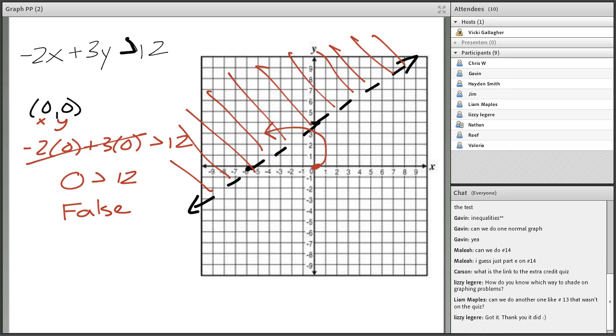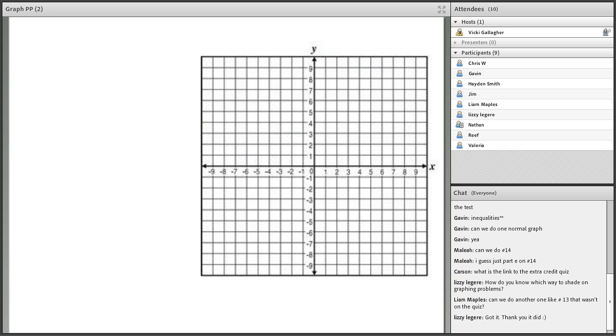Cool, awesome. All right, I'm going to erase this, and then if you have your textbook, I'm going to be looking at, I don't know what page I'm on, page 161.